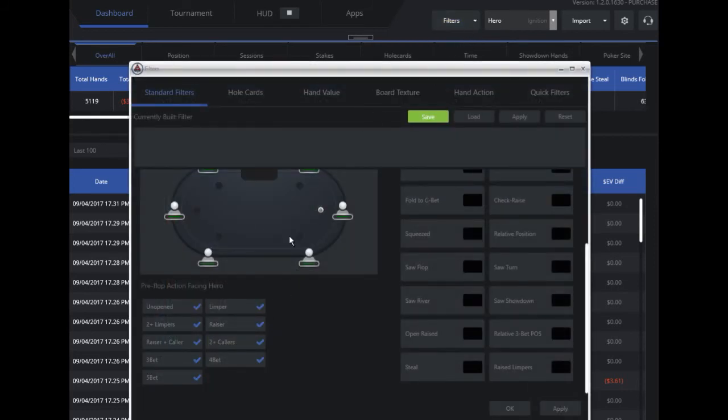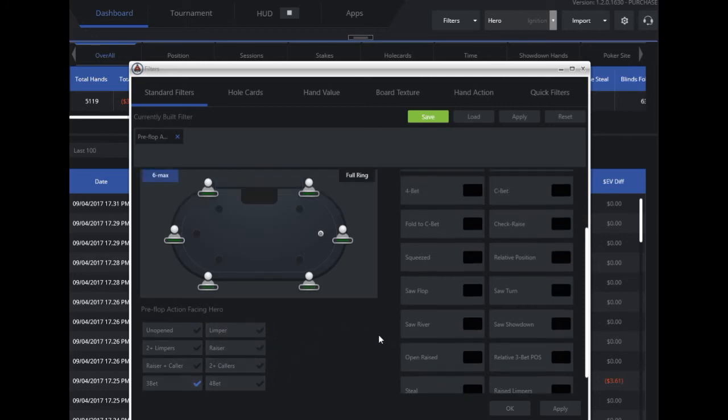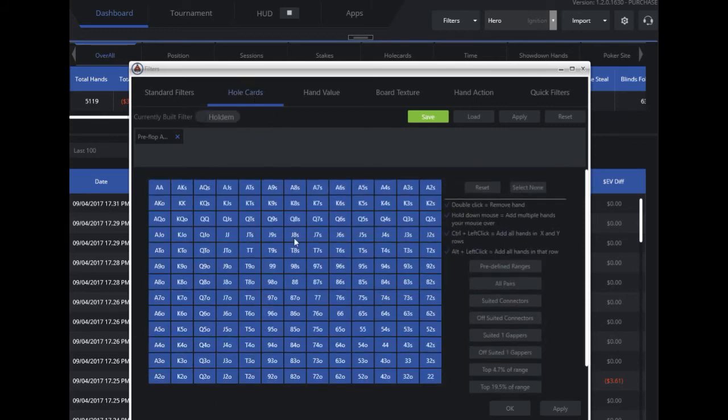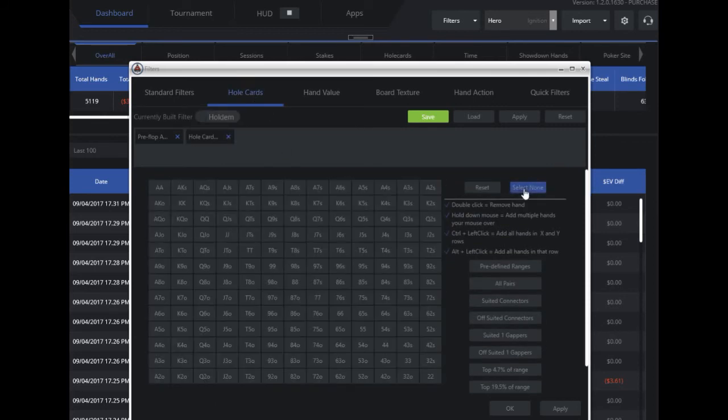So we just click on filters, create filter. Under standard filters here, you just scroll down, and we want to look at any times hero is facing a 3-bet. So we would just uncheck all of these. And we want to add some specific hole cards. You can hold your left mouse and drag some of these. So we'll say something like this. We'll add that in. Maybe some of these. I like these sometimes to bluff with.